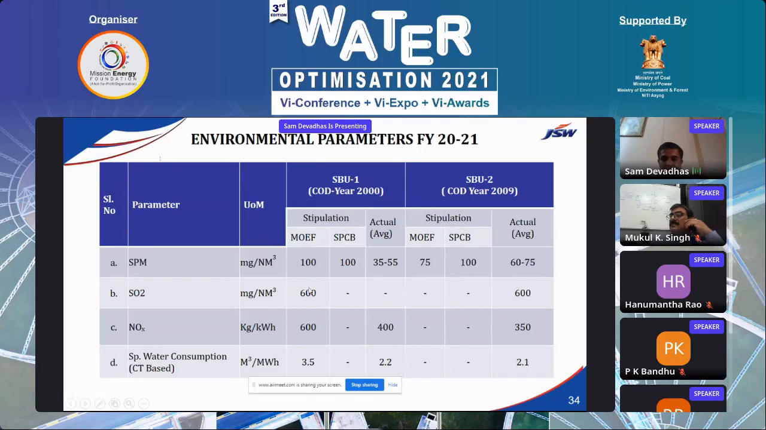And SOx, sulfur, also is maintained within limits, and NOx limits are between 400 in strategic business unit 1, that is 130 megawatt, and 350 in the 300 megawatt units. And specific water consumption, even though it is a 130 megawatt unit, we are able to achieve about 2.2 meter cube per megawatt hour, and here in SBU2 it is about 2.1 meter cube per megawatt hour.